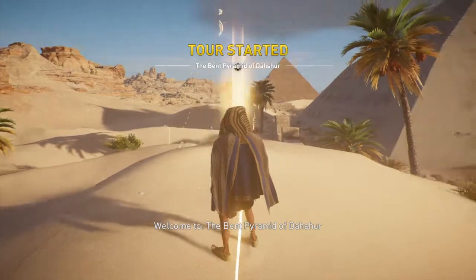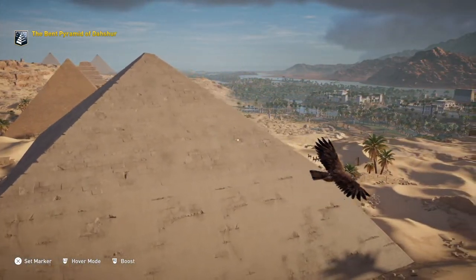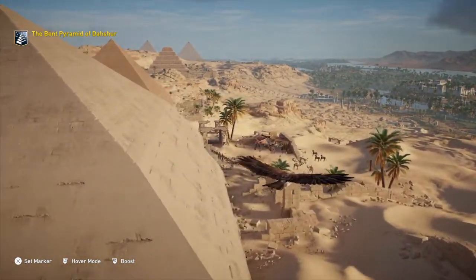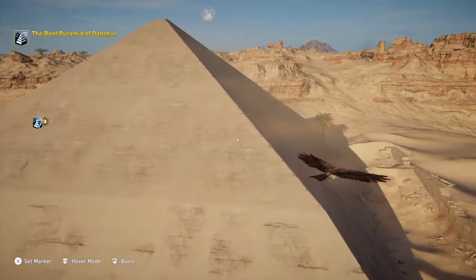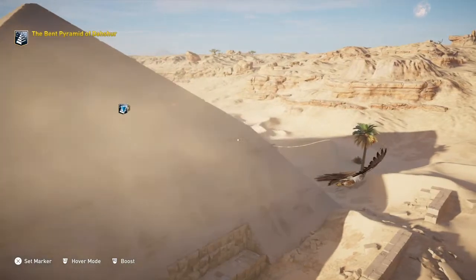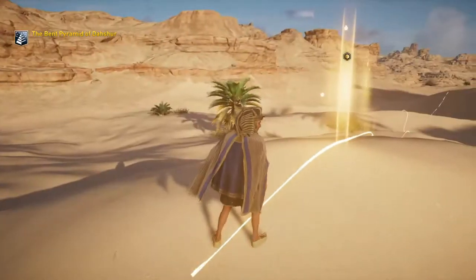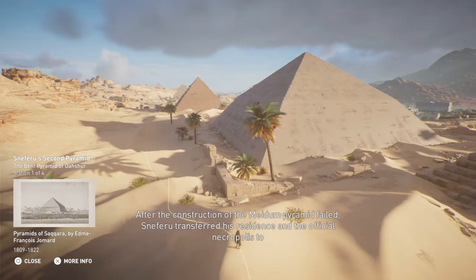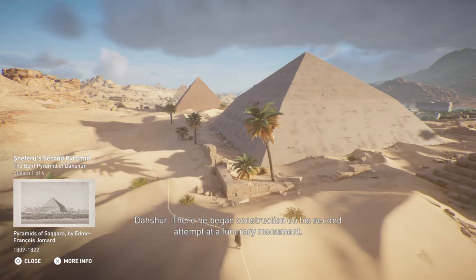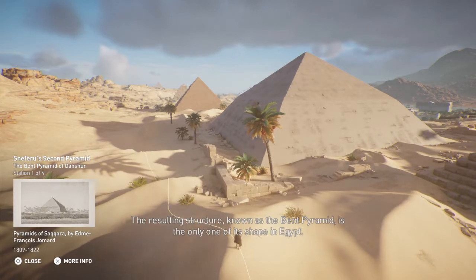Welcome to the Bent Pyramid of Dahshur. After the construction of the Meidum Pyramid failed, Sneferu transferred his residence and the official necropolis to Dahshur. There he began construction on his second attempt at a funerary monument. The resulting structure, known as the Bent Pyramid, is the only one of its shape in Egypt.